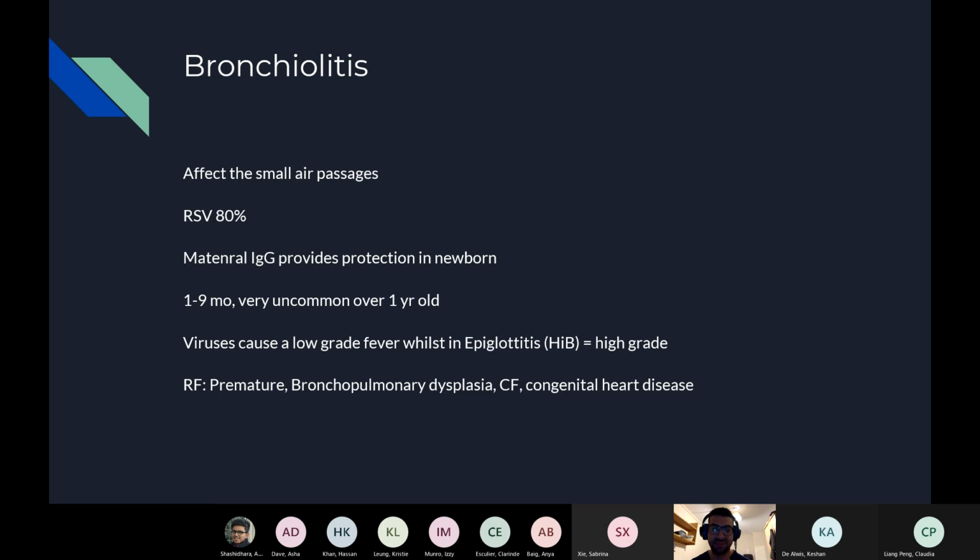So that's why you give steroids to mothers when they're going into premature labor. Bronchopulmonary dysplasia is basically a congenital disorder of the lungs. Cystic fibrosis or congenital heart disease, that whole system just isn't working too well.